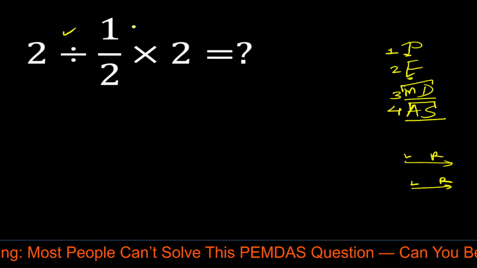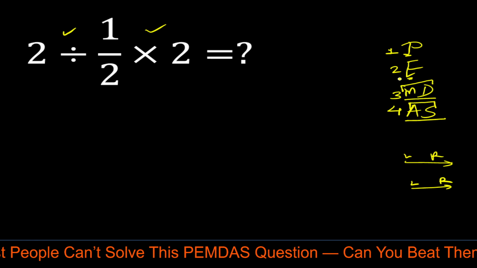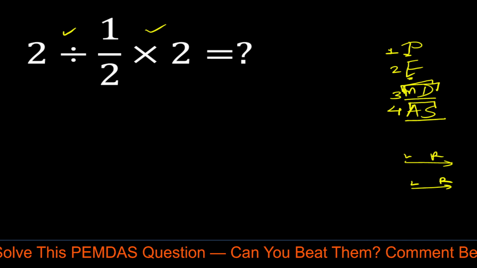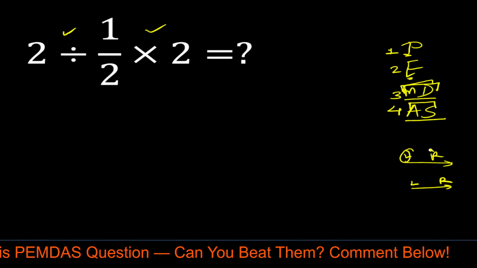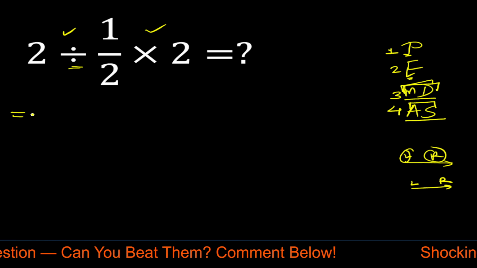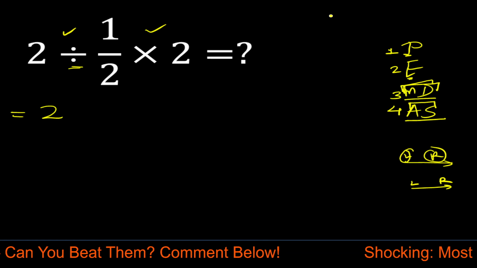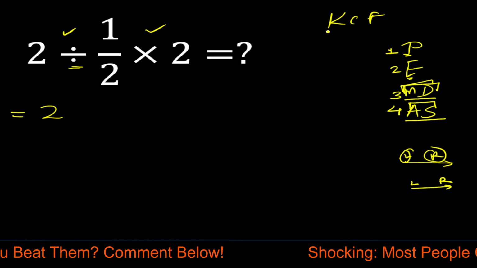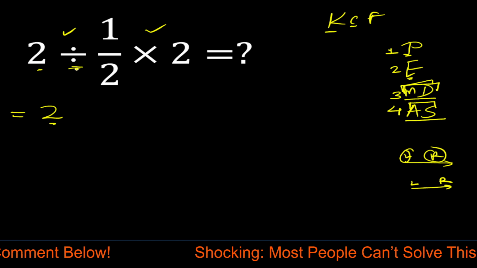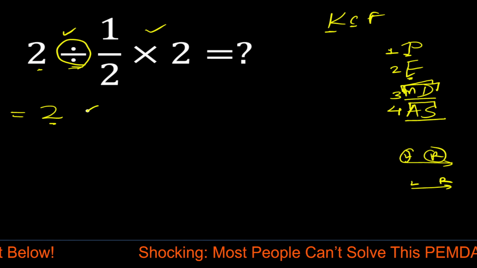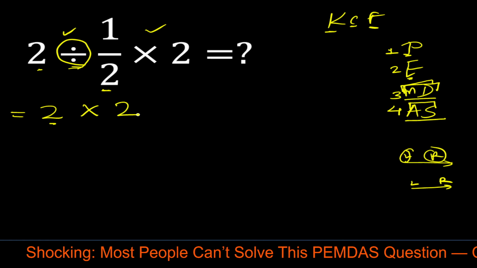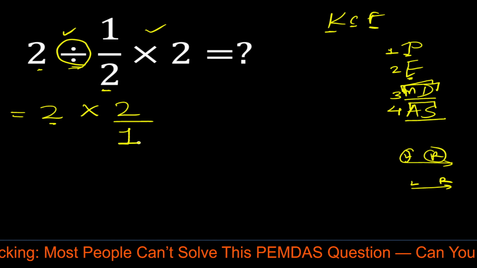So in this question, here we have division and here multiplication. So multiplication and division both have equal priority, so we have to solve it from left to right. So first we have to solve this division, right? So now 2. Now according to the KCF rule, K means keep this 2 as it is, the same. Then C means change this sign from division to multiplication. F means flip this: 1 upon 2 is equal to 2 upon 1, right?